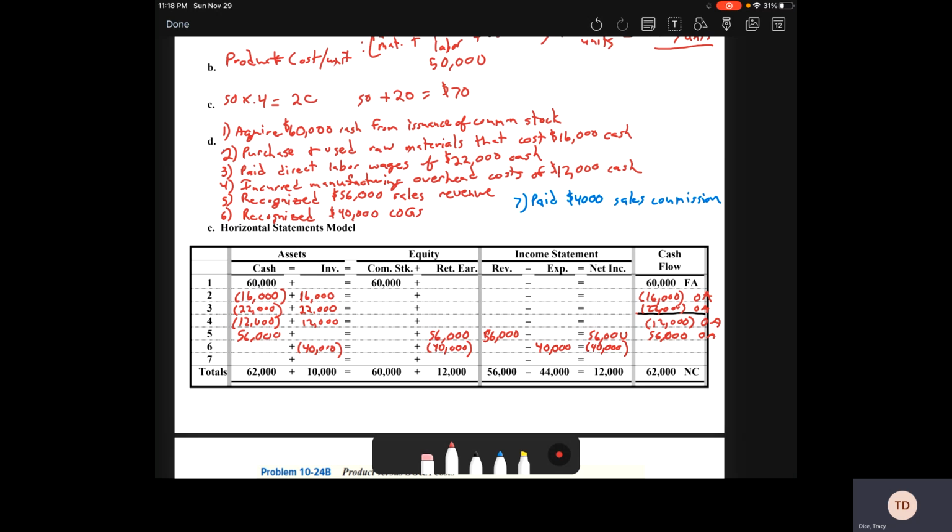And then number 7, we're paying out our $4,000 in sales commission. So cash is going to go down $4,000. Our retained earnings also goes down $4,000. It's another expense, which then takes our net income down. And we see another decrease in our cash for an operating activity. And that is demo problem 1, 10.1.